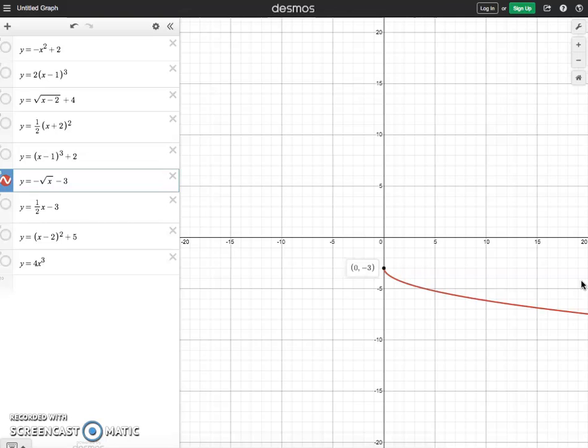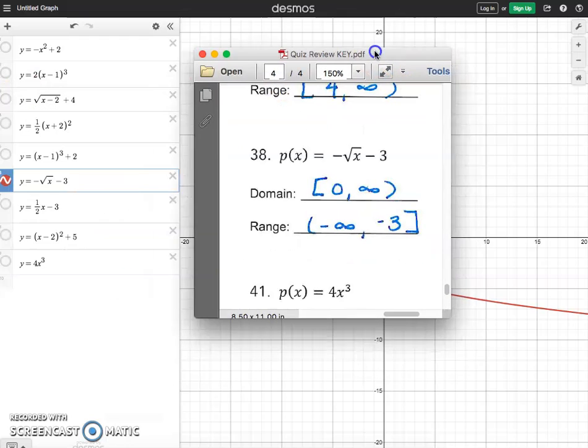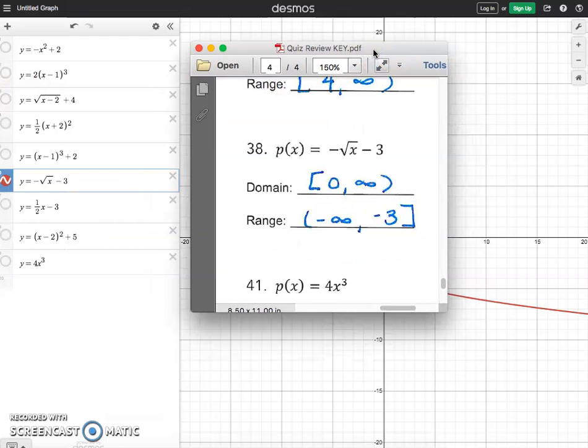Range, however, again, down to up, this is going down forever. So the negative infinity must come first here. And the highest point would be at -3, and we would have to use a bracket for -3 because it is included on our graph. In other words, here it goes. That's how you should have written your answer for number 38.